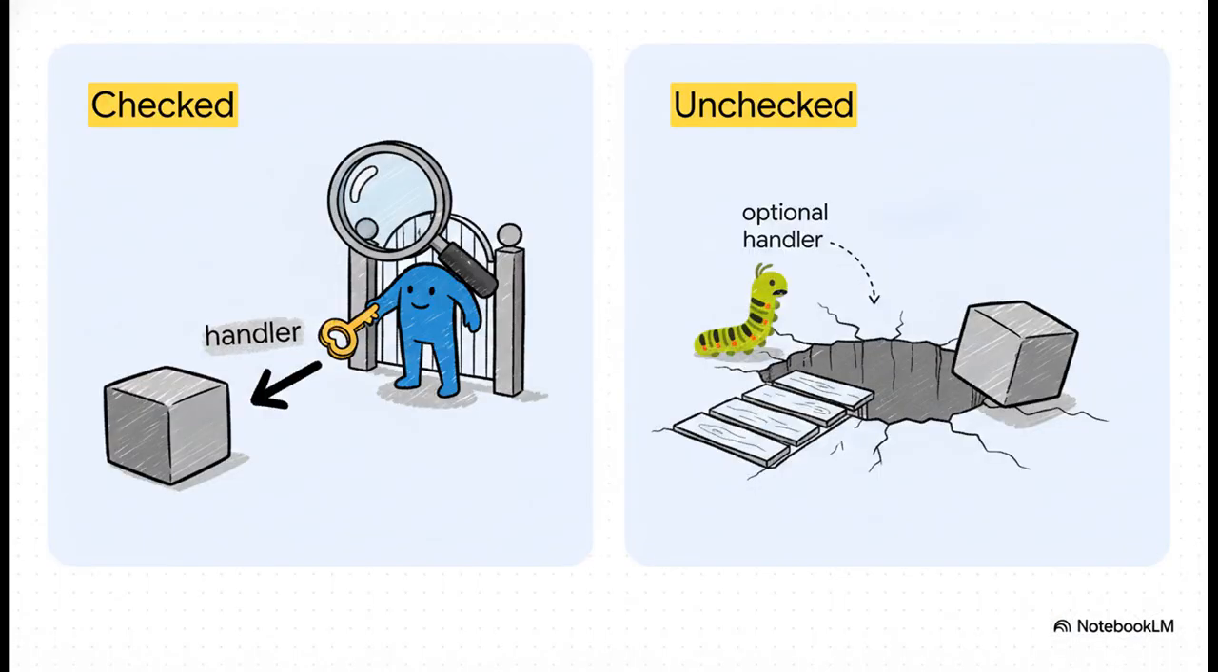Now, Java's smart about this. It splits exceptions into two big categories. First, you've got checked exceptions. These are problems that are kind of predictable, like a file not being where you expect it to be. The compiler actually forces you to have a plan for these. Then you have unchecked exceptions. These are usually bugs in your own logic, like trying to divide by zero. The compiler doesn't make you handle these because really you should just fix the bug. It's a key difference between external problems and your own internal mistakes.